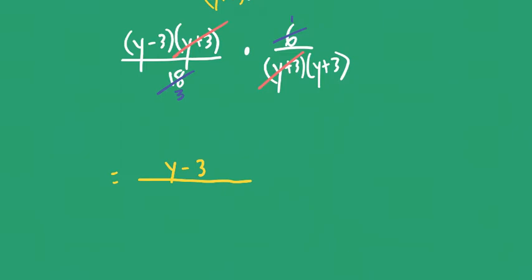On the bottom, we've got 3 and then this y plus 3. I'm just going to butt those up against each other since they are multiplying. Three times the y plus 3. And again, don't cancel the y's, don't cancel the 3's. Y minus 3 only cancels with y minus 3. Y plus 3 only cancels with y plus 3.